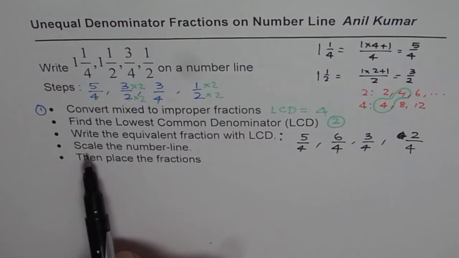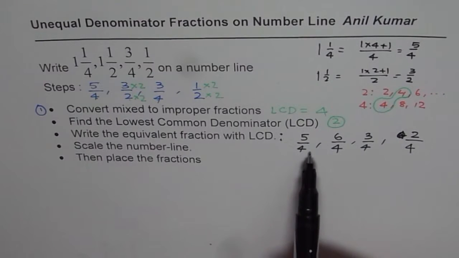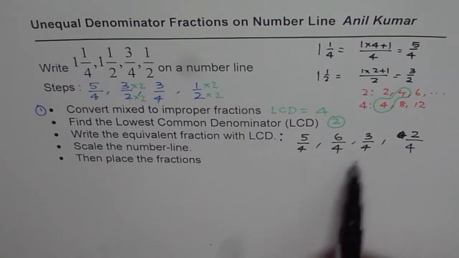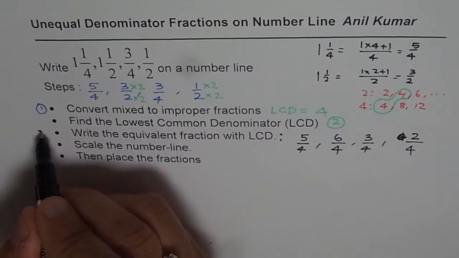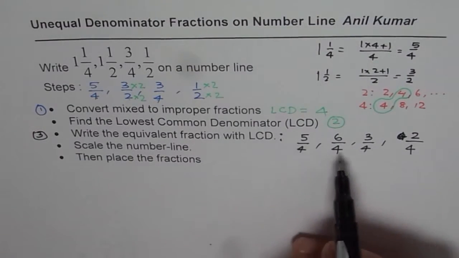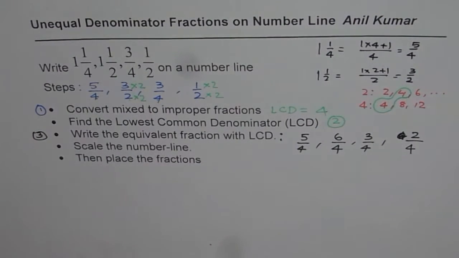Now we need to scale a number line so that we can place all of them on a number line. So step number 3, writing as equivalent fraction, I hope is absolutely clear. Now let's look into step number 4. So let's make a number line, right?